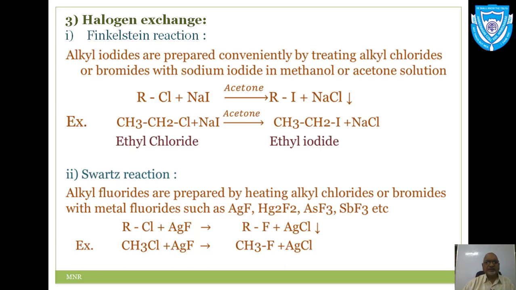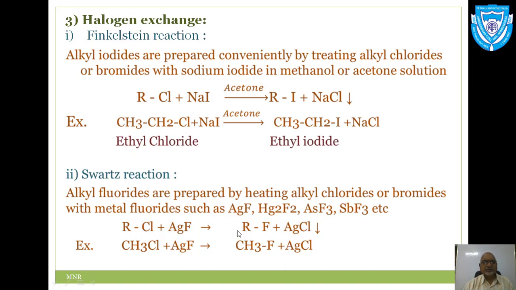In this reaction, we can prepare only alkyl fluorides. Alkyl fluorides are prepared by heating alkyl chlorides or alkyl bromides with metal fluorides such as AgF or Hg2F2 or AsF3 or SbF3 and so on. So you take alkyl chloride or alkyl bromide and treat it with silver fluoride. Here you get alkyl fluoride and silver chloride as a precipitate, as a byproduct.